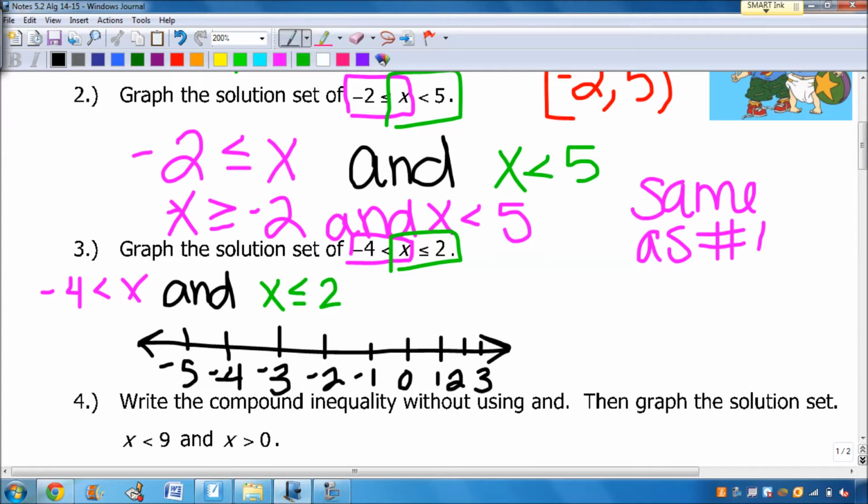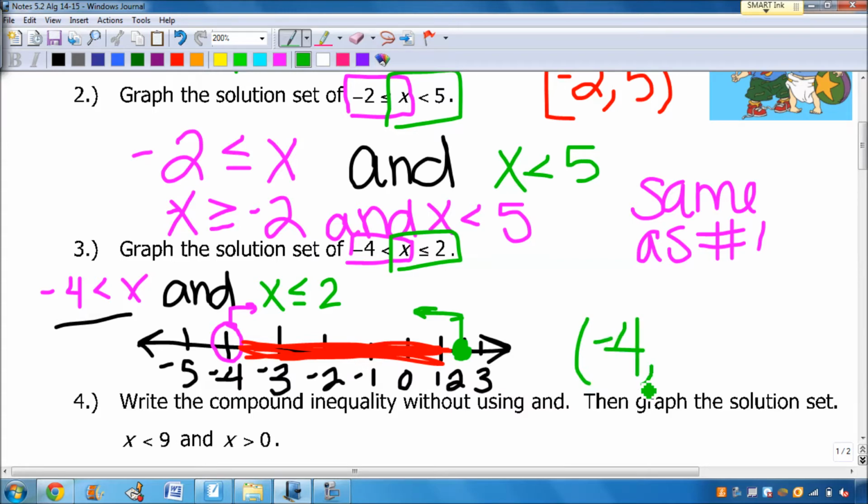And if -4 is less than x, that means that x is bigger than -4. So that means that it would go to the right, okay? And if x is less than or equal to 2, I would put a closed circle right here, and it would go to the left, and my overlapping area would be in this area right here. So that means that everything from -4 to 2 works, excluding the number -4. So that means that in interval notation, I will end up having -4 with open parentheses, okay?